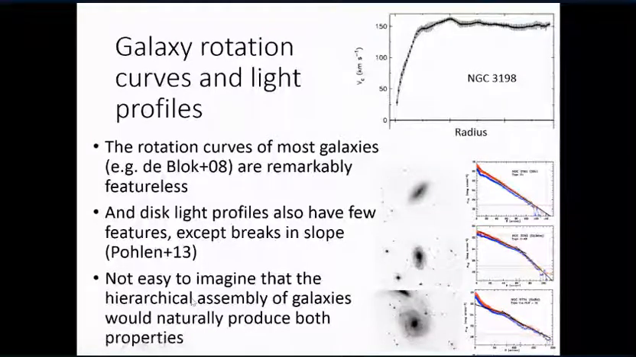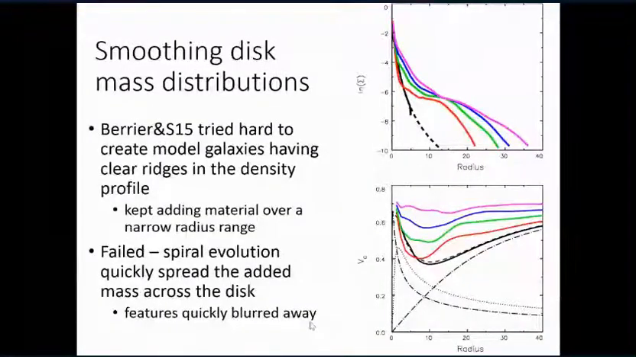And it's not easy to imagine that hierarchical assembly of galaxies of the kind that people discuss, which is the constant mergers, infall of gas, and the stirring up of the system generally by this hierarchical assembly, would lead to smooth, featureless distributions of mass and light within the galaxy. And so it's very hard to understand, or at least I would say it was hard to understand, how that arises. And the answer, Berrier and I tried to provide an answer a few years back.